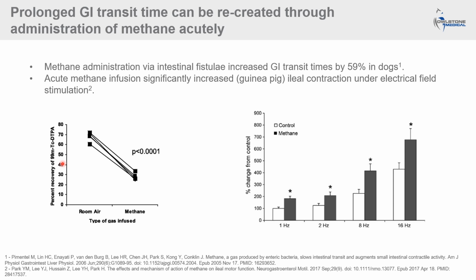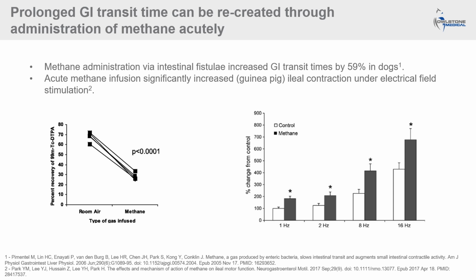Well, Park et al. provided the first potentially direct evidence for what might be driving this effect. They took guinea pig ileum under electrical field stimulation and measured the ileal muscle contraction, demonstrating across a wide range of frequencies almost a twofold increase in muscle contraction in the presence of methane versus control. This increased muscular contraction correlates then with increased GI transit times, providing this potentially causative link between the two phenomena.